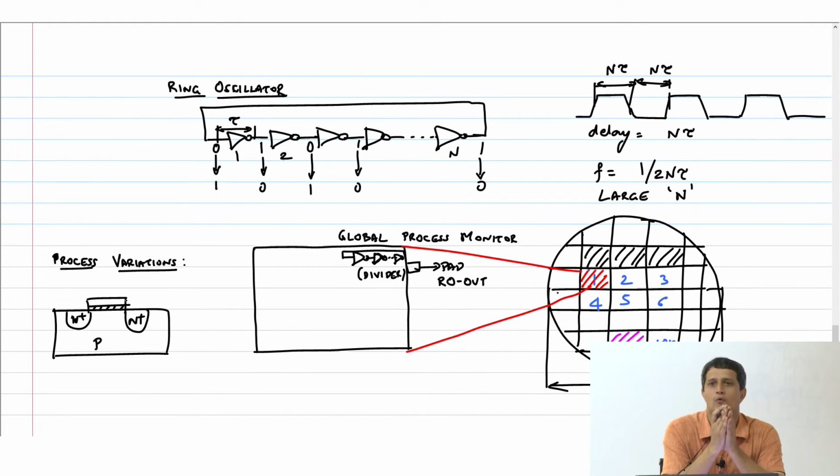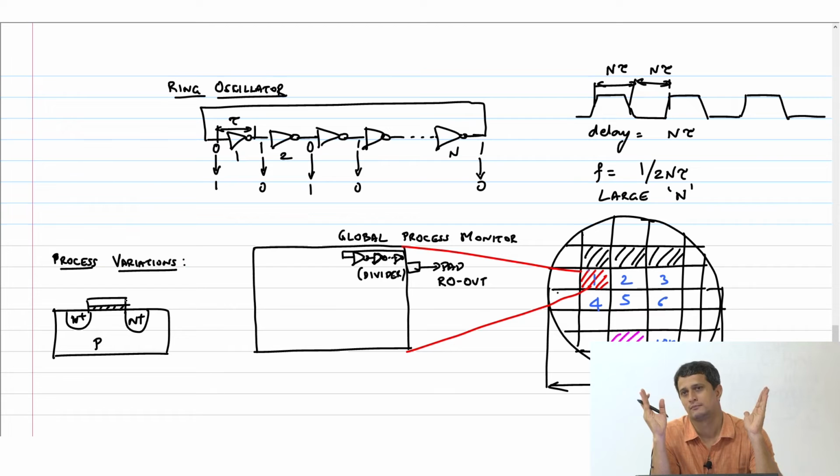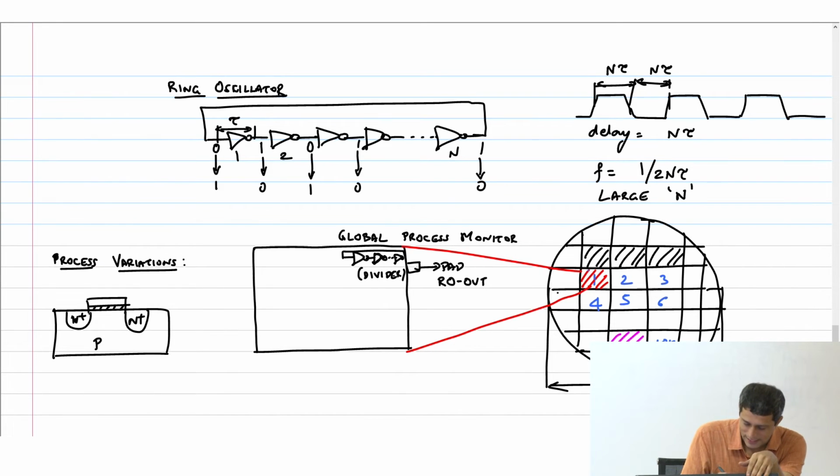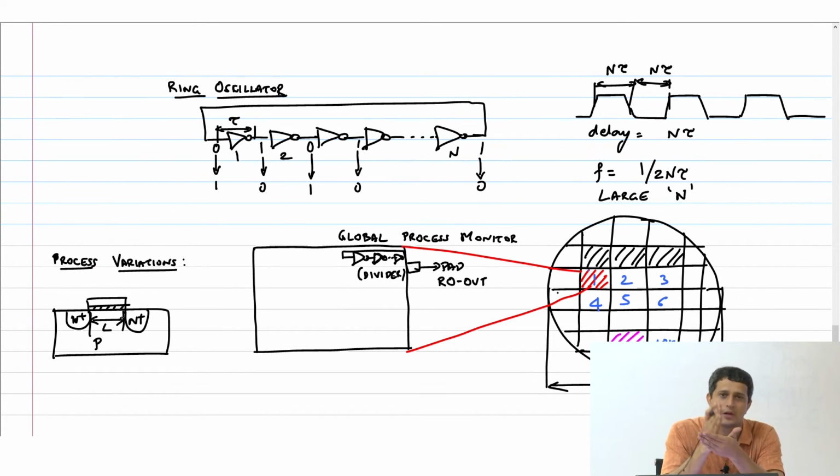Okay, so what happens is it is impossible to manufacture a million transistors, right? 8 billion transistors are there in my chip and across the wafer also. Impossible to manufacture all of these with exactly the same length. So each transistor technically can come out with a slightly different channel length. Okay, this L itself can now change because of lithography problems.